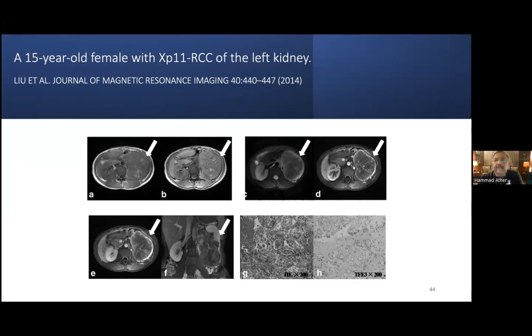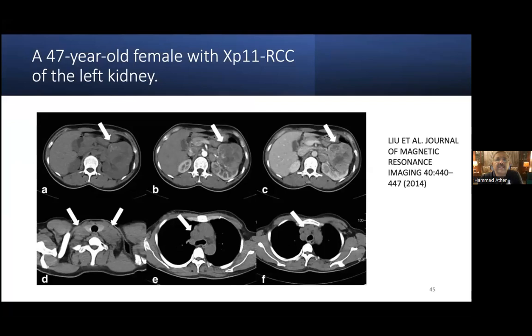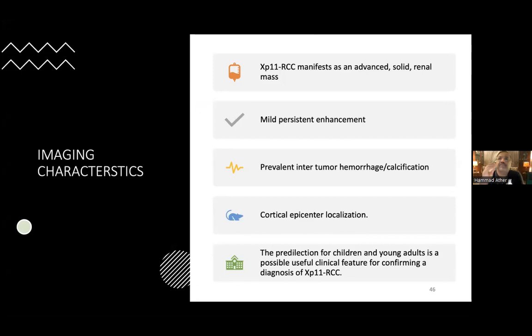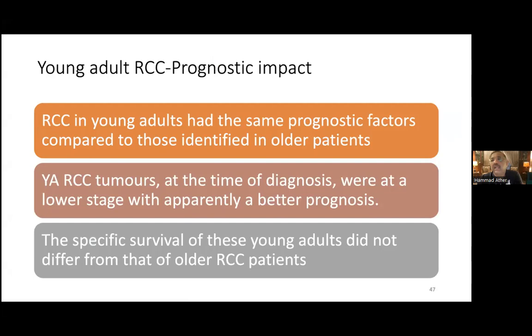And this is some of the examples of these lesions. This is an XP11.2 large lesion in a 47-year-old female. XP11.2 translocation RCCs manifest as advanced masses. They have mild persistent enhancement on CT scan, which is an indication of their diagnosis. Tumor calcification and hemorrhage is also observed. And there is a predilection in young adults, where clinical features are confirming XP11.2. So you need to be really careful and look at these holistically to be able to identify these genetic alterations.